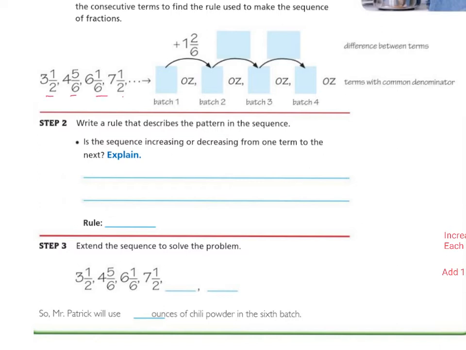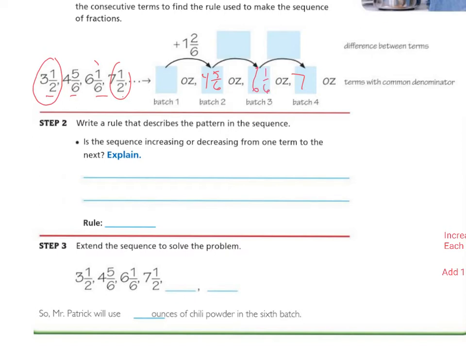So a number that they have in common is 6. I know 2 can go into 6, and the other ones already have 6. So that means I only have to change this one and this one, because these can stay the same. So batch 2 can stay 4 5/6, and batch 3 can stay 6 1/6.